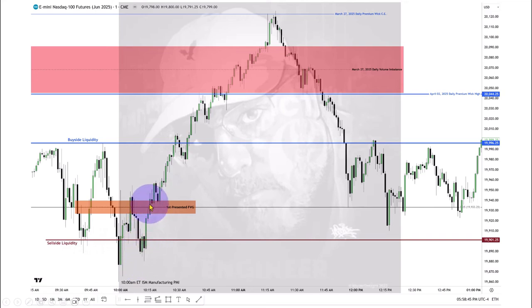and then goes above that 938 first presented fair value gap here. It trades above it, then comes back down in. It does not, notice this here, it does not break that low. It comes right in here. Look at the body. So what is it doing? It's validating this as an inversion fair value gap after that news driver.